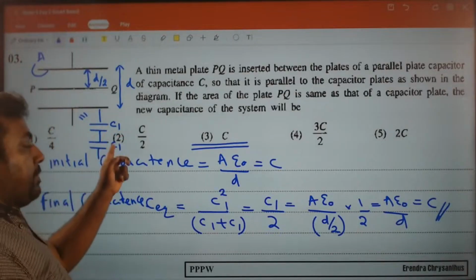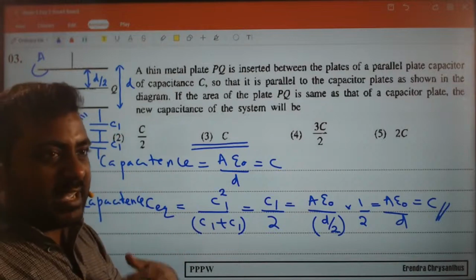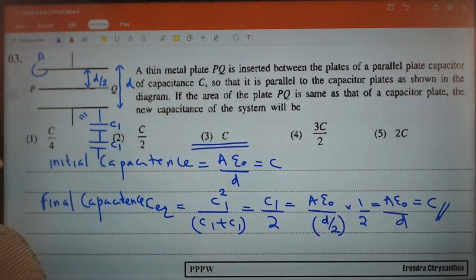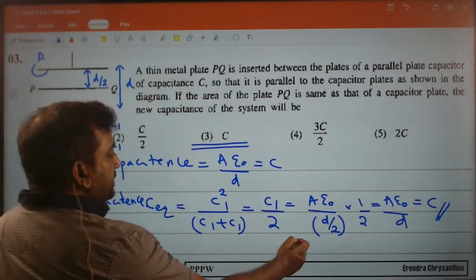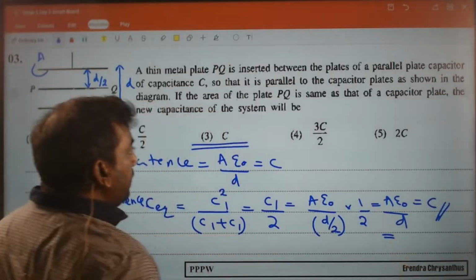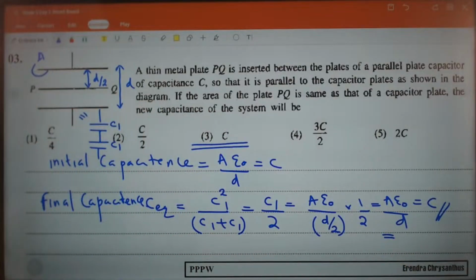So you can multiply both the capacitors and divide by the addition. These are basic things which you all know. From there you can get the equivalent capacitance. Substitute there for C1, and from there you can get the required basic relationship. Clear?